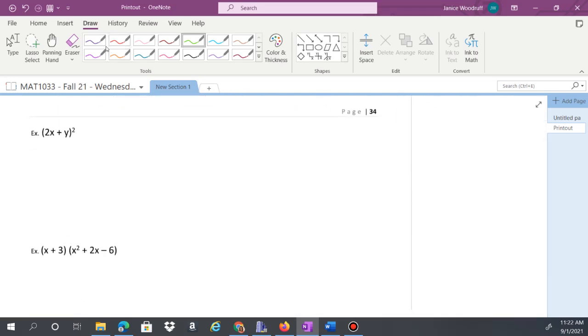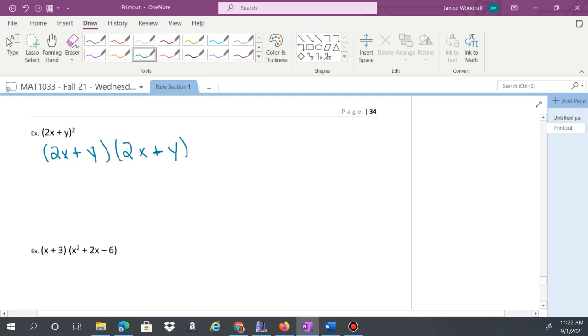So the next example is the same thing that we just did, except it's presented differently. So this is 2x plus y squared. When you encounter that, you're not distributing this 2. That means this is twice. So that means this is just 2x plus y times 2x plus y. So when it's squared, it's times itself twice. So you write it twice, and then you FOIL.